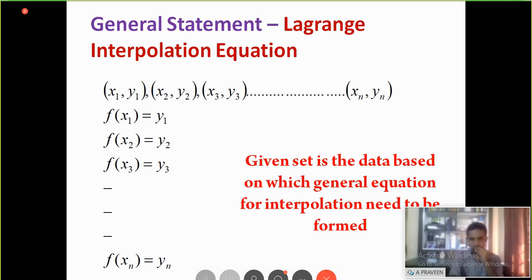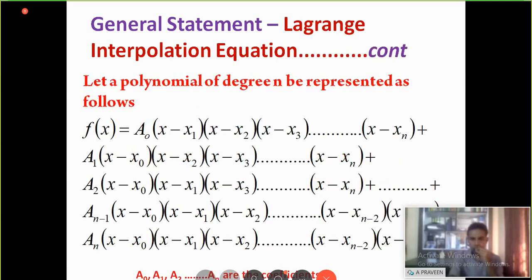So the broad philosophy that you must have in your mind when we move to the next part of this session is that we are trying to get a characteristic function which will accommodate all the data that's given.